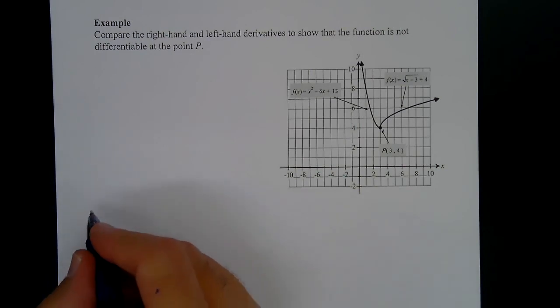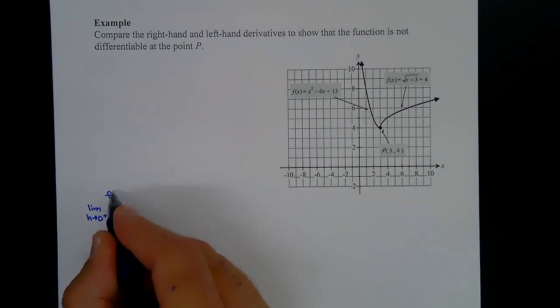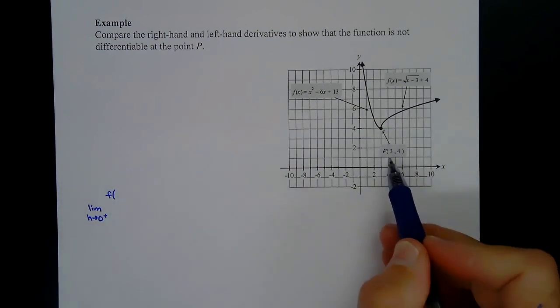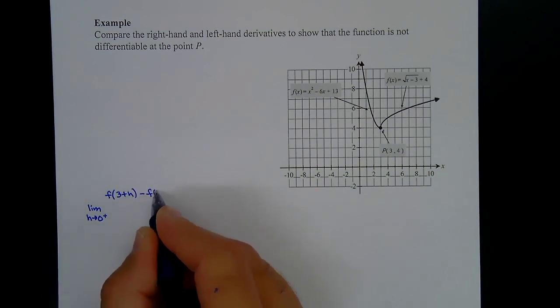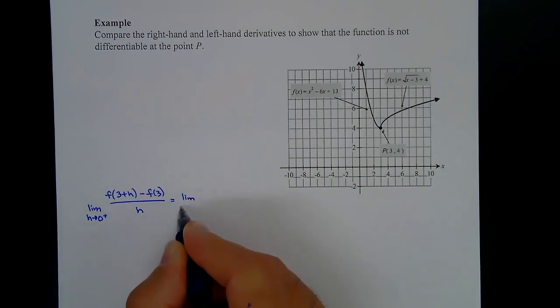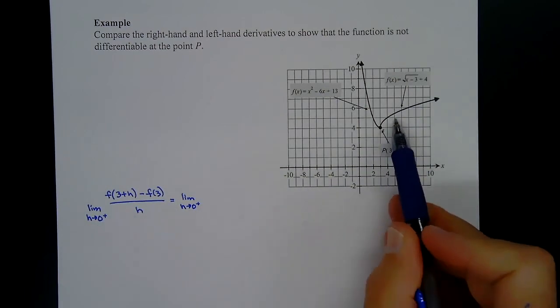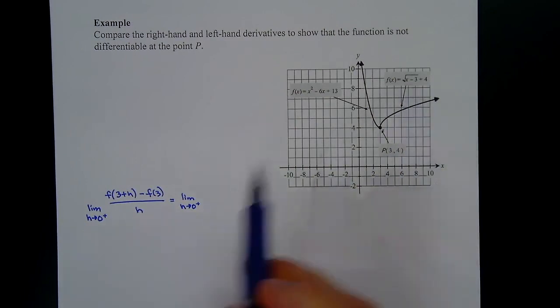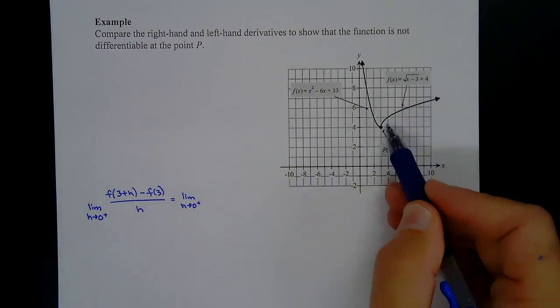So the right-hand derivative would be the limit as h approaches 0 from the right of f of, and we're going to show that it's not differentiable at this point p, f of 3 plus h minus f of 3 over h. So that's the limit as h approaches 0 from the right. If we put 3 plus h into this function, now h is to the right of 3, so we're at this point right here. What I'm trying to say is this number is bigger than 3, so that tells me to pick the function on the right.